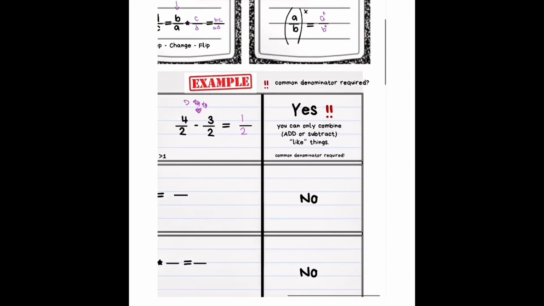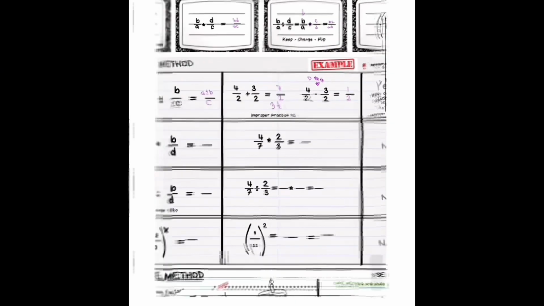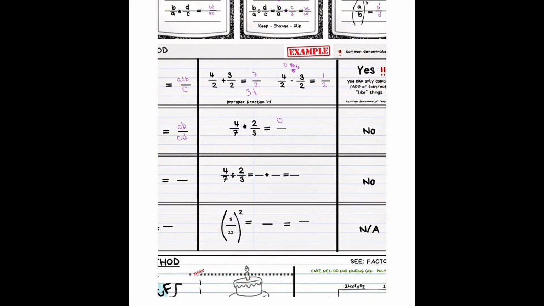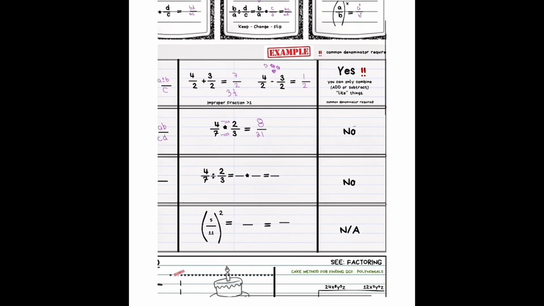So again, big fat yes, you must have a common denominator for adding or subtracting fractions or anything else. You must combine like things. Multiplying and dividing, you get a little more freedom. So with multiplying, you're going to just straightforward multiply the numerators, multiply the denominators. That gives you 8 for your numerator and 21 for your denominator in our example. I just multiplied straight across. And again, no, we don't need a common denominator for this one, only adding and subtracting.